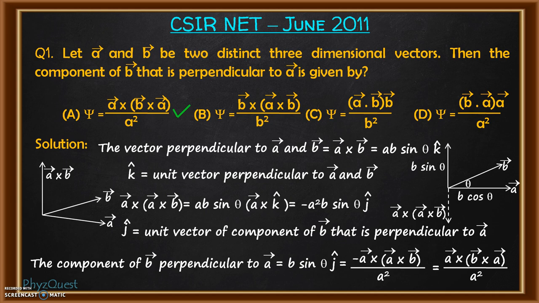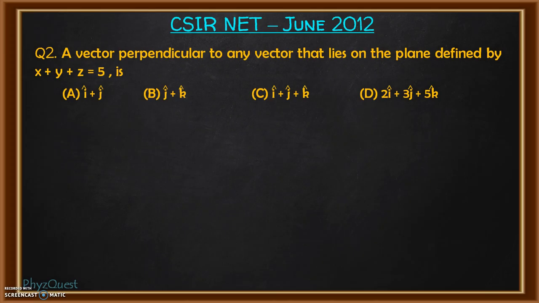Now let's move ahead to the second question. The second question is from CSIR NET June 2012. The question is, a vector perpendicular to any vector that lies on the plane defined by x plus y plus z equals 5 is. That's what we need to find out. Four options are given and we need to choose the correct option.